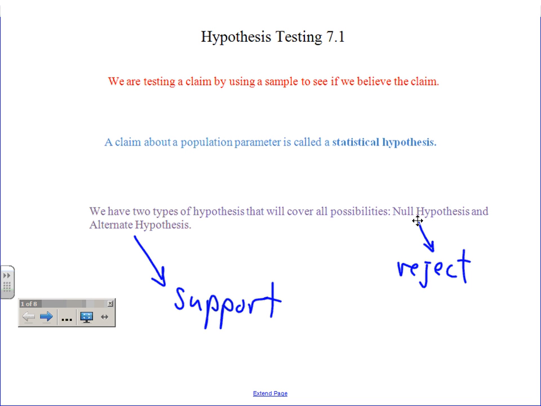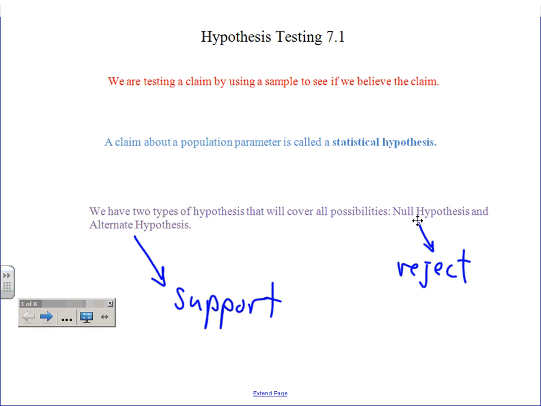When you put the null and alternate hypotheses together, they cover all possibilities. There's going to be a claim out there, and based on that claim, we come up with a null hypothesis and an alternate hypothesis that cover all possibilities. And we're going to be very careful of how we word these hypotheses so that we can get to what we want. That should make some sense as we go through today.